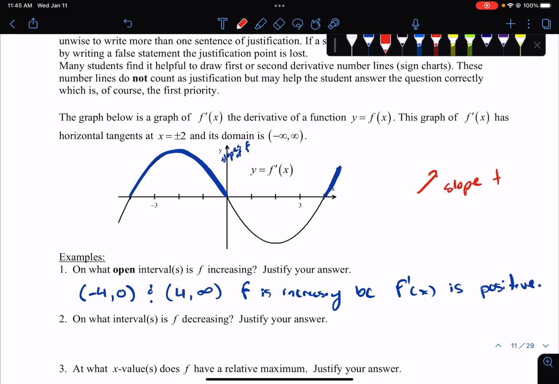On what intervals is f decreasing? Well, f is decreasing when it's going down, which means it has a negative slope.